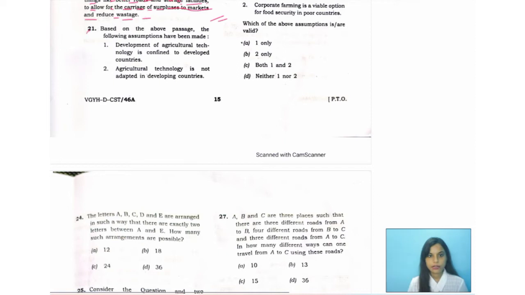You see over here, it's question number 21. It says, based on the above passage, the following assumptions have been made. So number 1 and number 2 are the assumptions. Number 1: development of agricultural technology is confined to developed countries. Number 2 says agricultural technology is not adapted in the developing countries. No, number 1 is not correct. Number 2 is only correct.